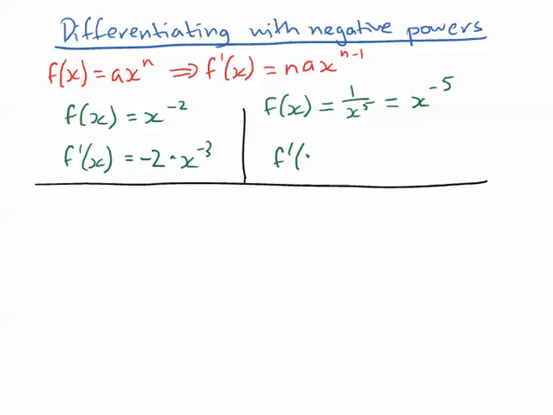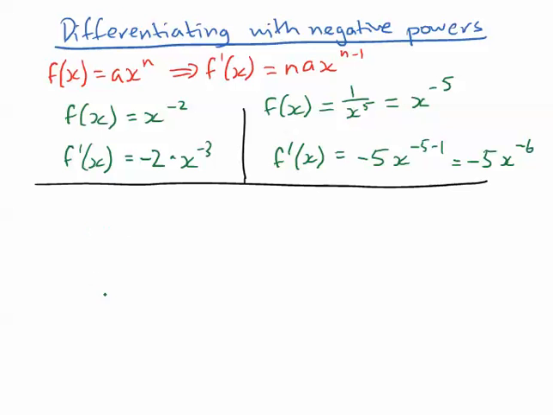So we get f prime of x. And the minus 5 comes down in front. So minus 5x. And then we're going to reduce the power by 1. So let's write it as minus 5 minus 1. And then we can simplify to say that's the same as minus 5x to the power of negative 6, because negative 5 minus 1 is negative 6.